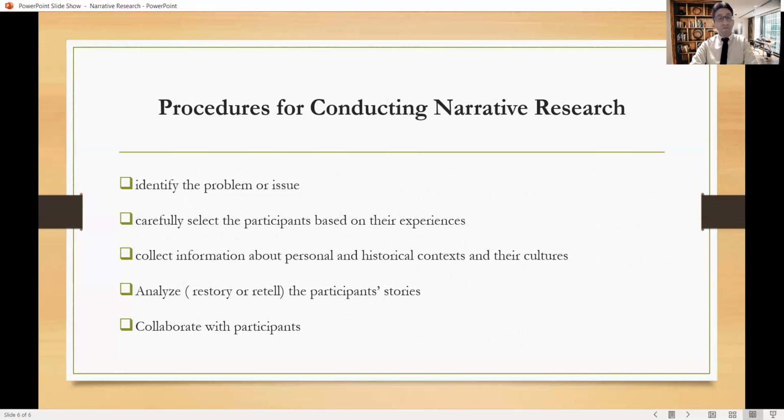Then you need to collect information about personal and historical context, as we just studied about the types of collecting data, about interviews, observation, and like this. And after that, we get to analyze the participants' stories. You may need to restory or retell the stories and rewrite them. And the last one is to collaborate with participants.